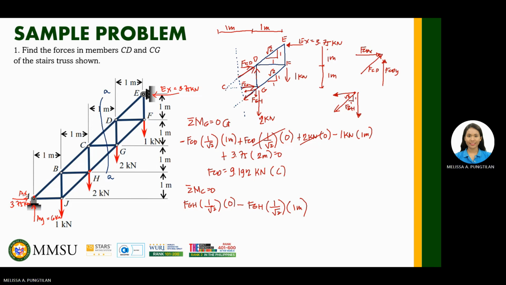And of course, cancel out na yung CD and CG kasi they are acting dun sa point C. Therefore, doon na tayo sa mga external forces. Unahin natin yung 2 kilonewton. So, minus 2 kilonewton, the distance 1 meter. Next, 1 kilonewton minus 1 by 2 meters. And then yung EX natin, minus or plus kasi counterclockwise. 3.75 kilonewton, the distance is 2 meters also. Okay, it's equal to 0. Therefore, FGH is equal to, cancel out na to.